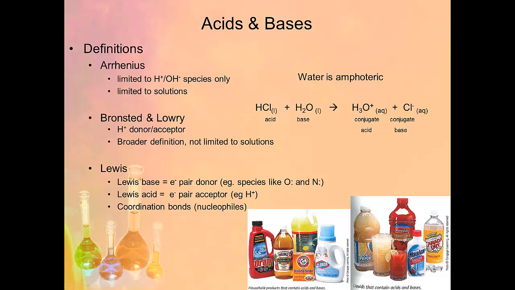In the Lewis definition, a Lewis base can be an electron pair donor. So species like oxygen or nitrogen are electron pair donors. And a Lewis acid could be an electron pair acceptor. So something like our H+, it accepts a pair of electrons. Now this is a broader definition again.